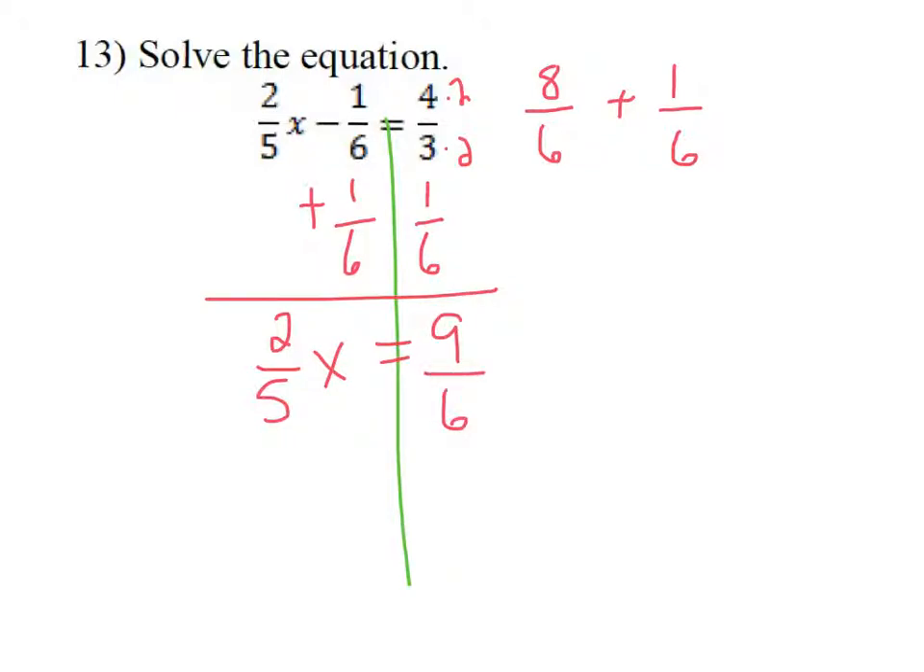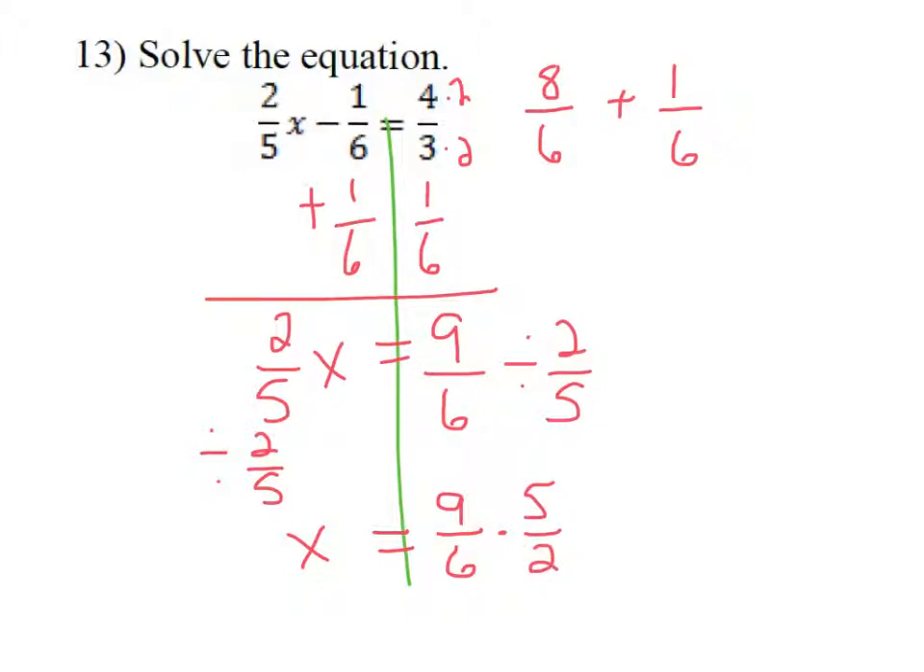Now recall that to undo the 2/5 times x, I divide both sides by 2/5. Again, I can use my calculator. If I'm going to do it by hand, I need to rewrite this as a multiplication problem. 9/6 times 5 over 2. That idea of keep, change, flip. Multiply the numerators to get 45. Multiply the denominators to get 12. So we have 45 over 12.